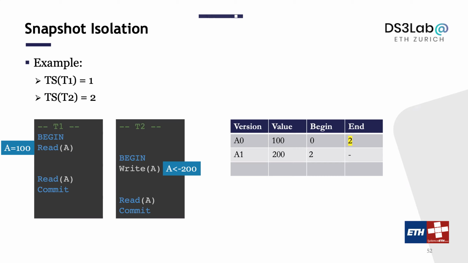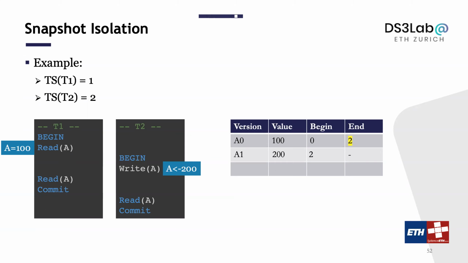So here I actually update the begin and end for A0 to begin 0 and 2, meaning that for all the transactions in between 0 and 2, you should access A0. That's your snapshot. For all the transactions with the transaction ID larger than 2, you deal with A1. That's your snapshot. So essentially you have two different snapshots, one for T1, one for T2, and they are going to do whatever they want within their own snapshot.